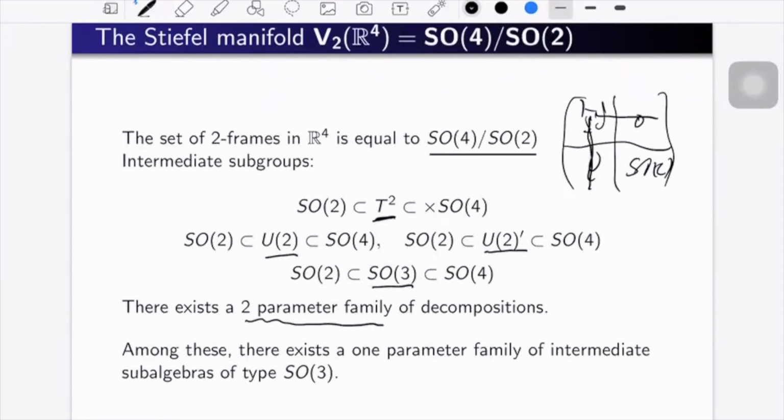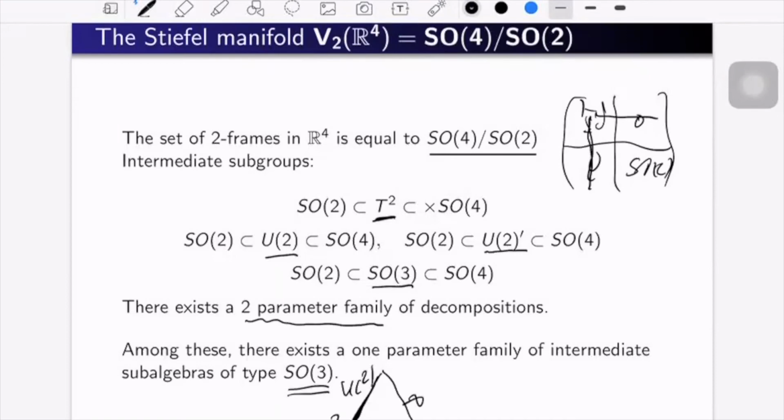There also exists these SO3s here, a 1-parameter family of SO3s in between. So as far as my markings and the simplex are concerned, what happens? I get one nice simplex, which corresponds to the marking U2, U prime 2, and T2.